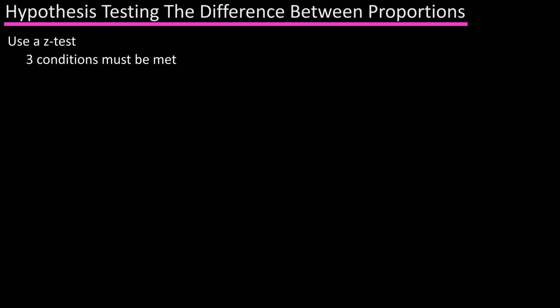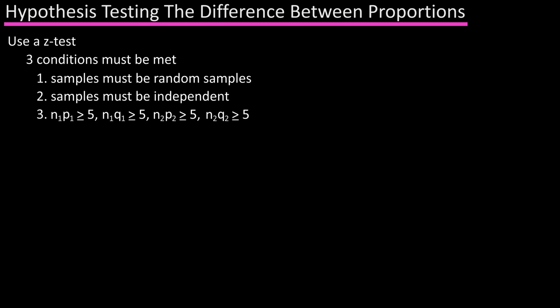When testing the difference between population proportions, we use a z-test, and there are three conditions that must be met. The samples must be random, the samples must be independent or not related, and N1 times P1, N1 times Q1, N2 times P2, and N2 times Q2 must all be greater than or equal to 5. And since we will not know the values of P1 or P2, this condition is going to slightly change after we go through the formula.